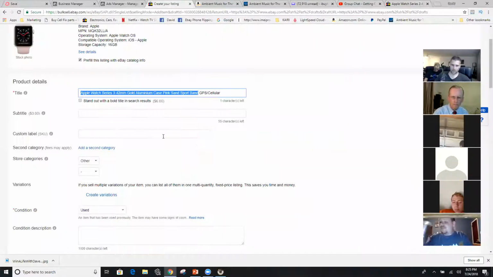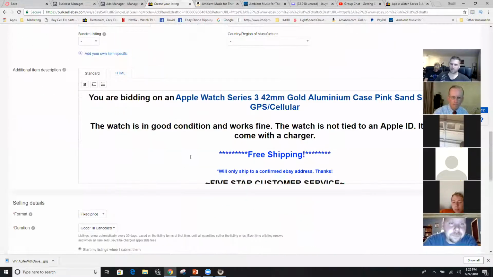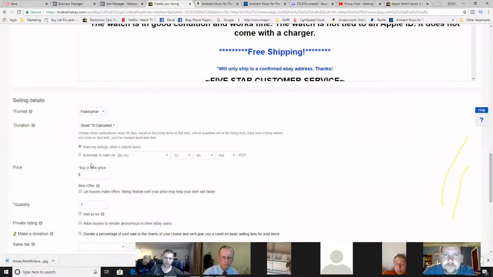So there you go. You see, as a picture, same thing as the phones. Look at how simple that is. Watch, good condition, works fine, does not come with a charger. Boom. Nice and simple, fixed price.